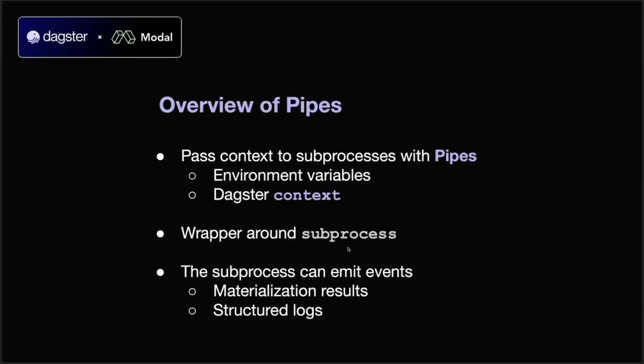And some other popular use cases of pipes is Databricks or Spark, where you have a different compute environment that you want to leverage, but you still want to have the reference of the Dagster context there, and you want to get that metadata back into Dagster. So I think pipes was a really good fit for Modal in that it's a different execution environment that we want to leverage from Dagster, but we still want to be able to send that information back.